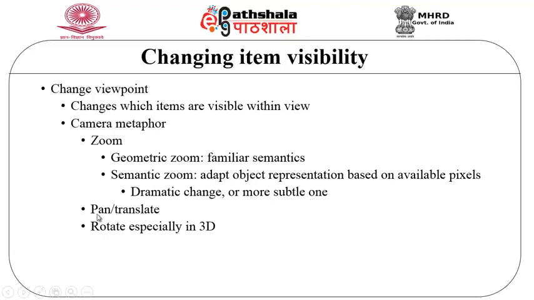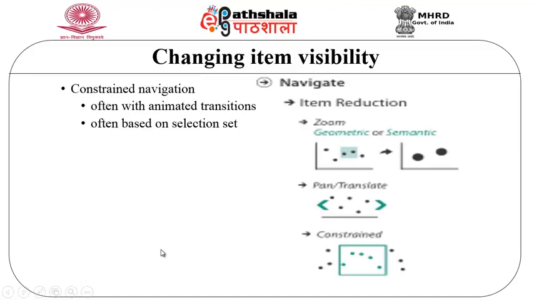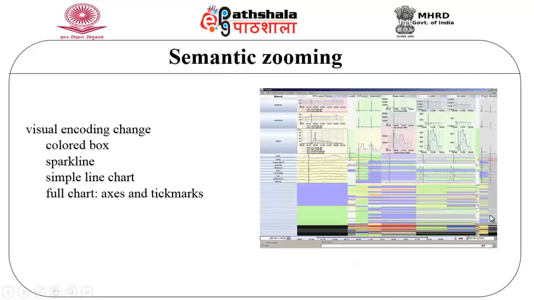Then there are various movements of the camera like pan or translate, and we try to rotate the camera, especially in a three-dimensional way. Next one is changing the item visibility. So you have constrained navigation, where you try to navigate often with animated transition, or often based on some kind of selection set. Here you have the geometric or the semantic approach where you try to zoom into the object, you try to translate it, and you have a constrained approach.